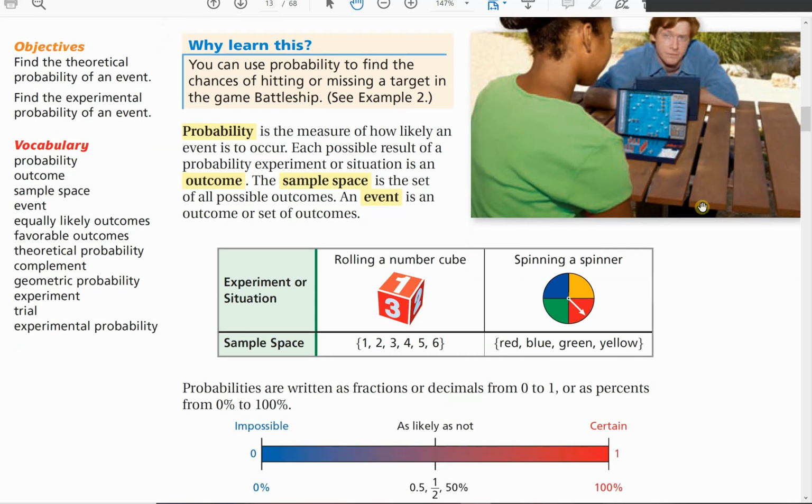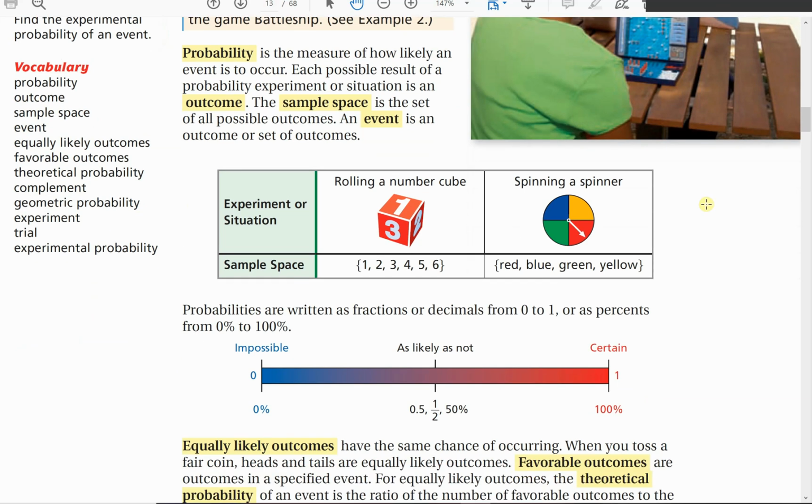There are various probability experiments that you can perform. You can roll a number cube. You may know it as a die. There are 6 possible outcomes, so the sample space is the numbers 1 through 6. And every time you roll that die, that is an event, and what you roll is an outcome of that event.